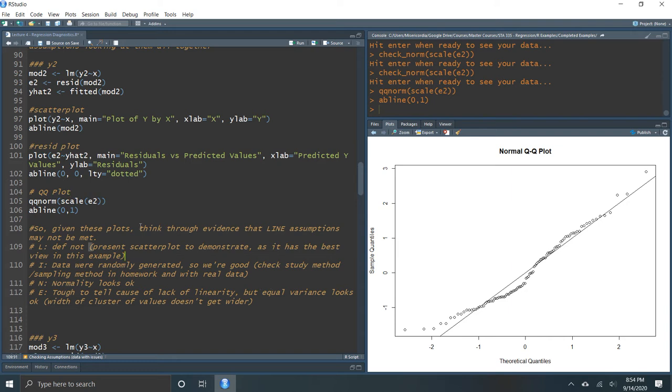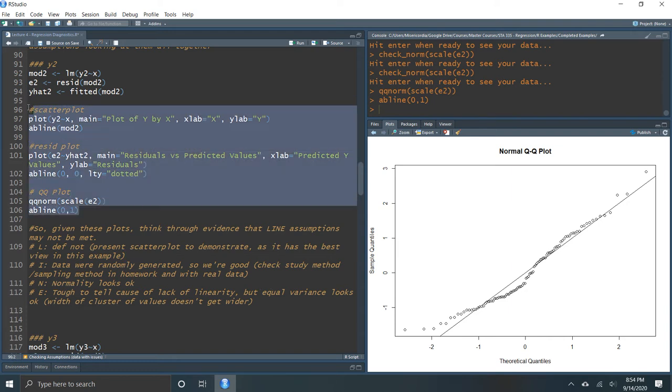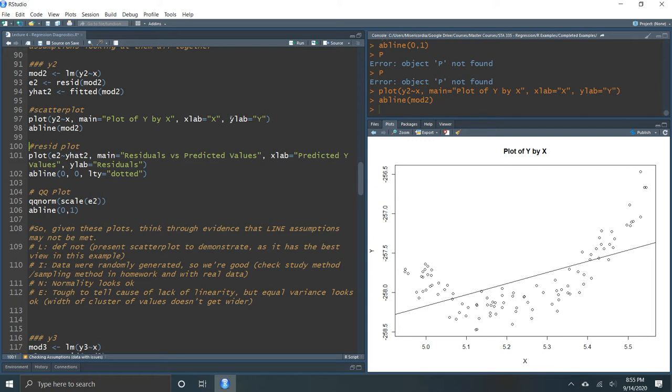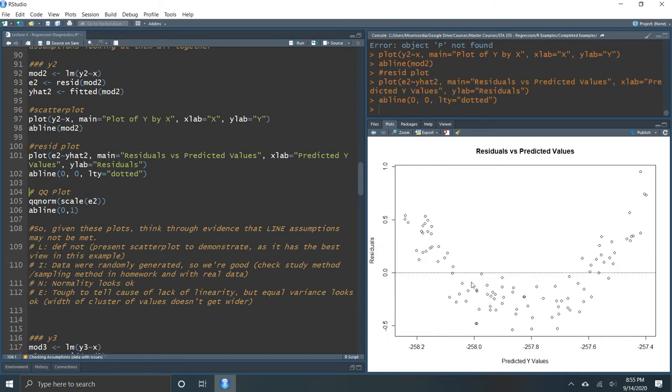So after I look through these plots, then I can mentally think through each of my assumptions, and think through what is the best way to demonstrate that this assumption was met or not met. So linearity, this is definitely not met. If I go back to this scatter plot, I can clearly see that this linearity assumption was way not met. And the scatter plot probably is the best visual demonstration for that. I guess I could do the residual plot too. Either one of these would be pretty good at demonstrating that linearity is not met.